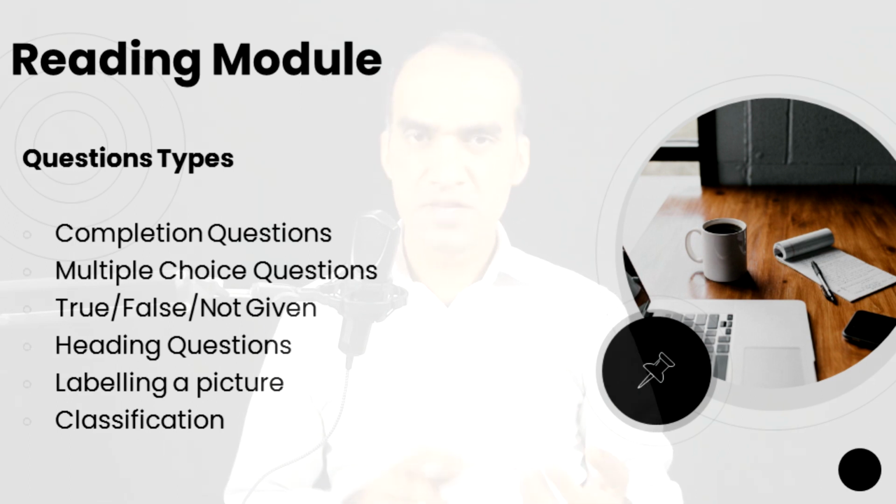In the reading module, you will be given 3 passages in the academic module. The passages are long and then there will be questions at the end. You will have 60 minutes and 40 questions. The questions can be of different types: fill in the blank questions, multiple choice questions, true, false, not given, heading questions, and classification questions. You will have to write your answers all along as you're finding the answers in the reading test. You won't be given extra time at the end of the reading test.